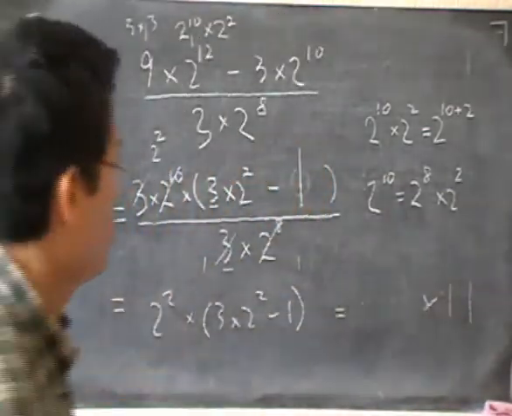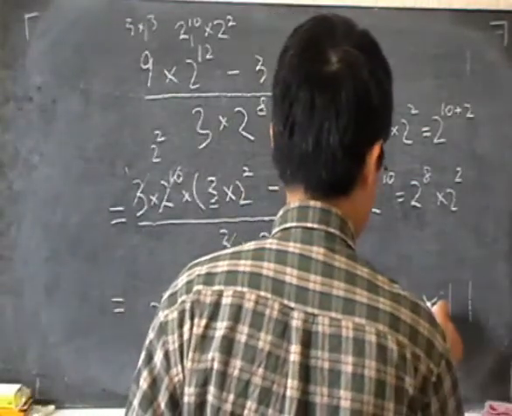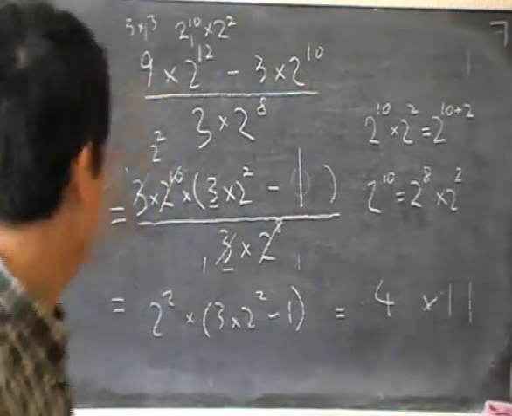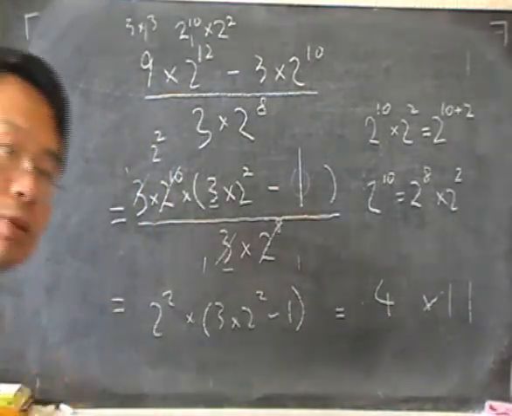2 squared is 4. So I get 4 times 11. So the answer is 44. We'll stop here.